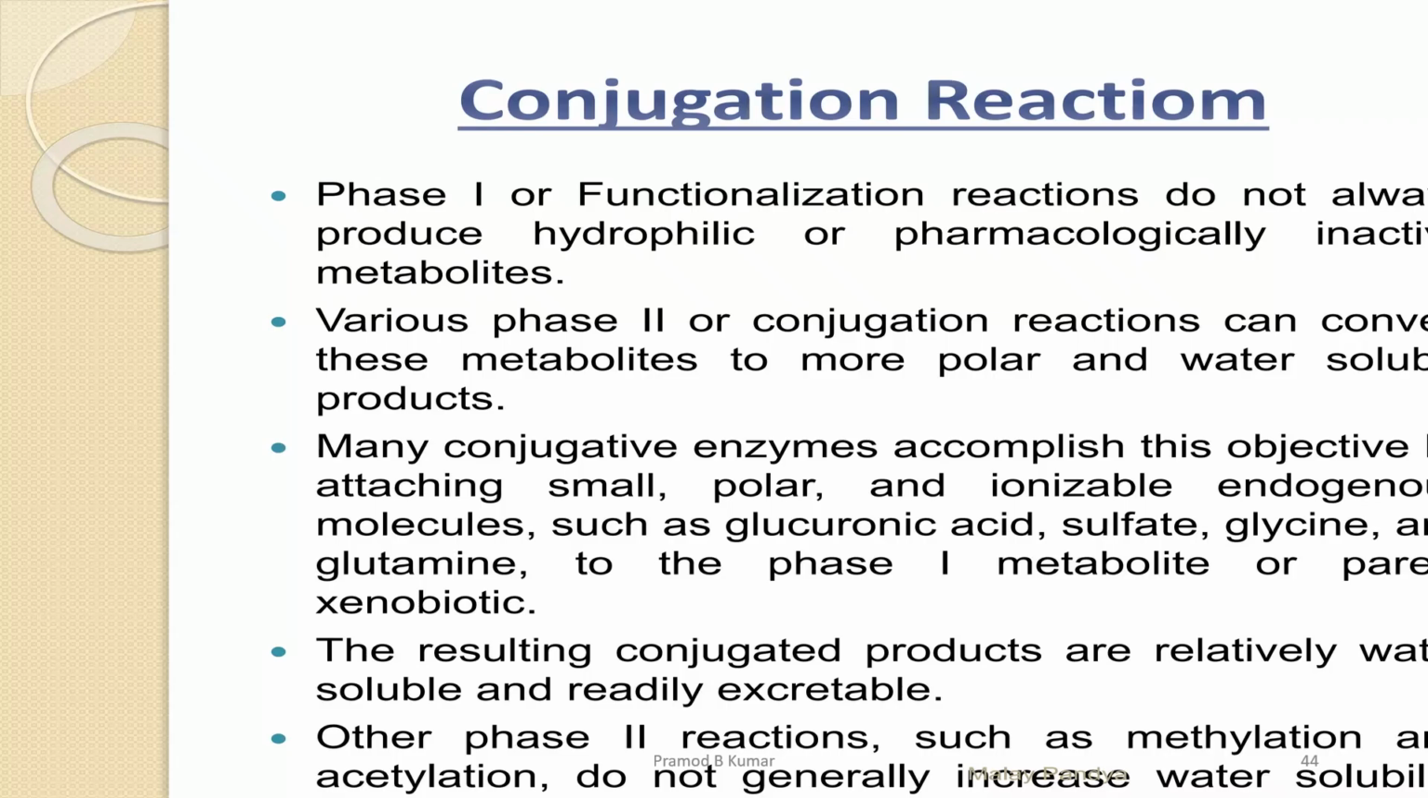Many conjugating enzymes accomplish this by attaching small, polar, ionizable endogenous molecules such as glucuronic acid, sulfate, glycine, and glutamine to the phase 1 metabolite or parent xenobiotic. The resulting conjugation products are relatively water soluble and readily excreted. The other phase 2 reactions, methylation and acetylation, do not increase water solubility. That is one exception.